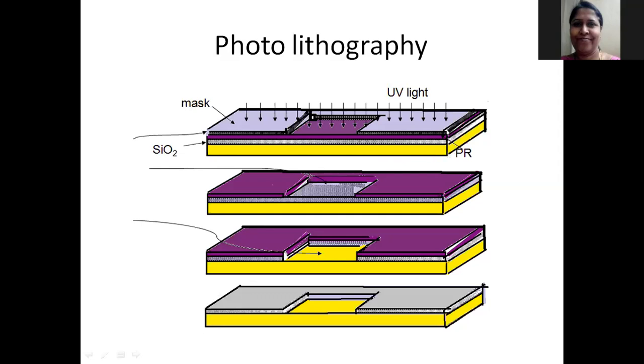Oxidation means reaction of the material with oxygen. It can happen either in the presence of water molecules or in the absence of water molecules. Once it is oxidized, you can find an SiO2 layer over the entire surface. After the SiO2 layer is formed, what is the next step we have to do?